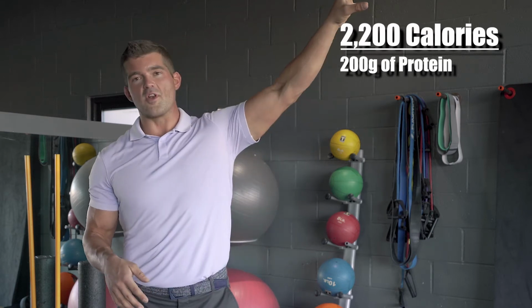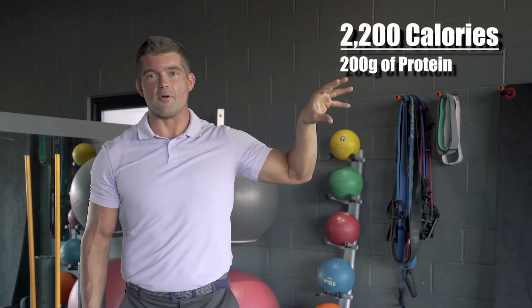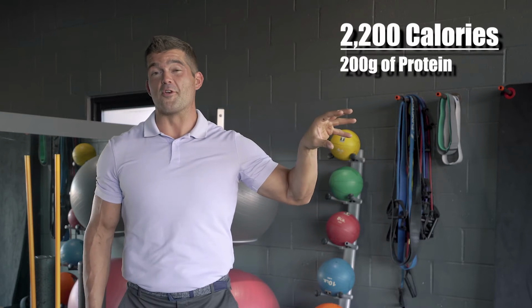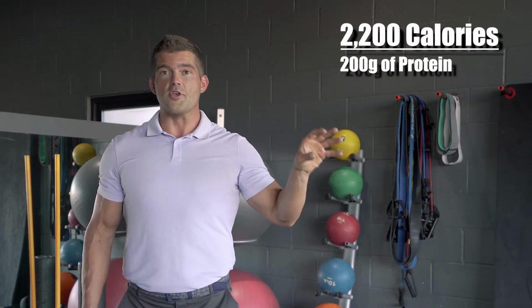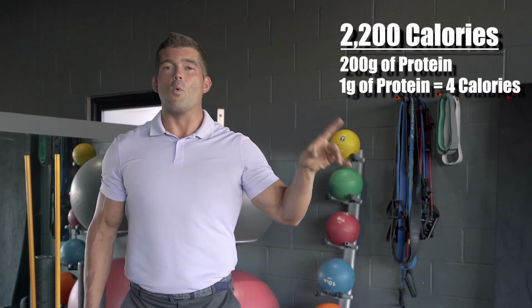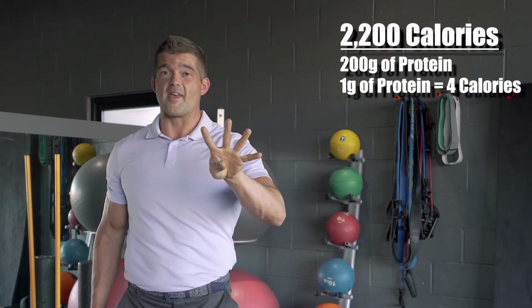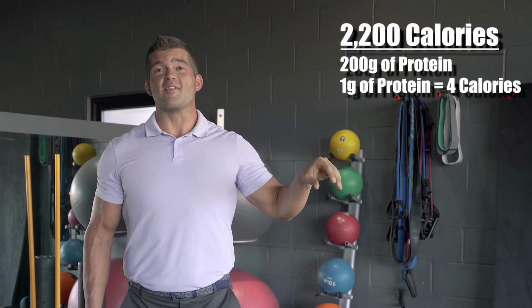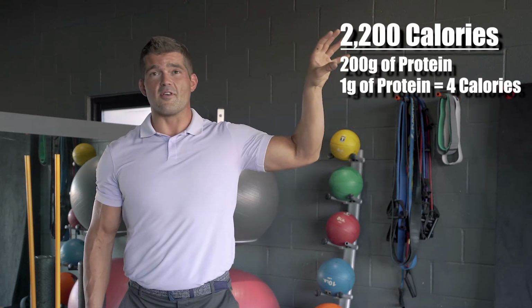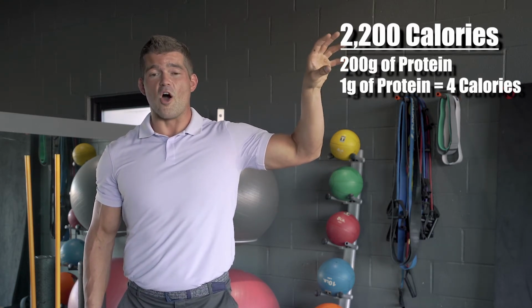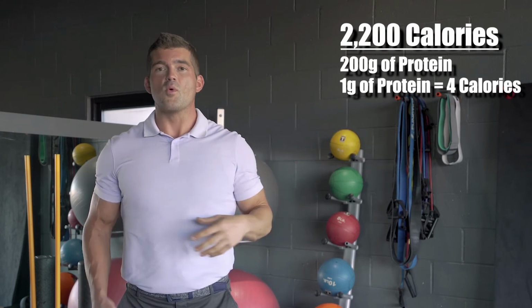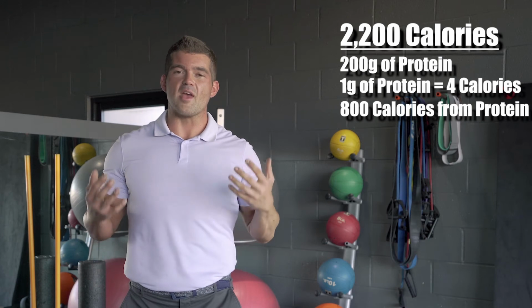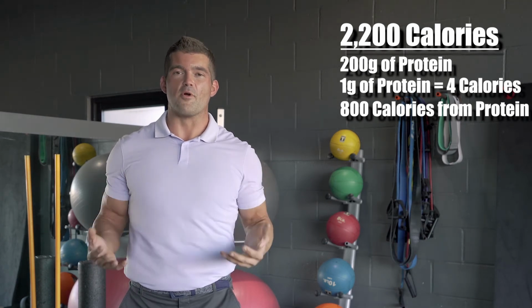Now, we have our 2,200 calories and our 200 grams of protein. We need to turn that 200 grams of protein into calories. And how do we do that? Well, we know from Module 2 that 1 gram of protein has 4 calories. And so, if we take our 200 grams of protein and multiply that by 4, we get 800 calories, right? So we have 800 calories from protein.